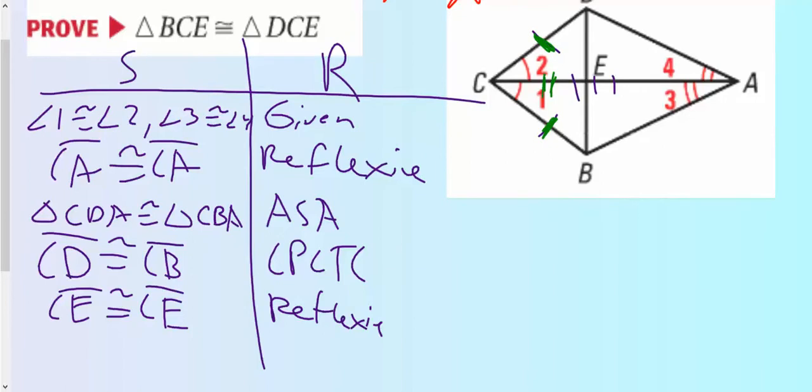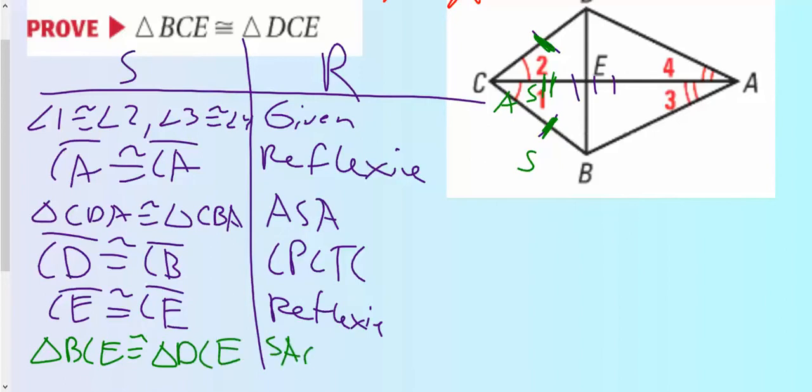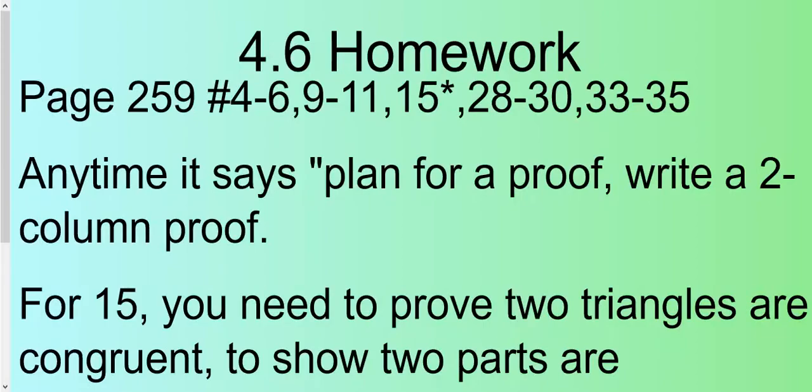So now I have side, angle, side. So now triangle BCE is congruent to triangle DCE by side, angle, side. So this is a really neat proof because you have to show that two triangles are congruent, to show that two parts are congruent, to show that two other triangles are congruent. And that's basically the lesson.